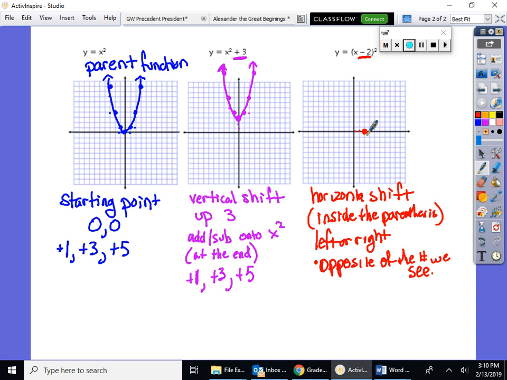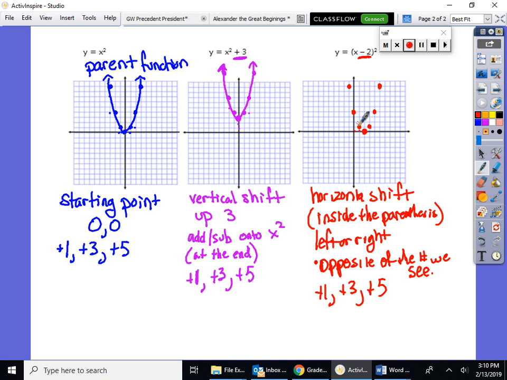And then we use that same pattern, plus 1, plus 3, plus 5. We just need to find the different starting point, and then right 1, up 1. Right 1, up 3. Right 1, up 5. And then since it's quadratic, we do the left side: left 1 and up 1. Left 1, up 3. Left 1, up 5.